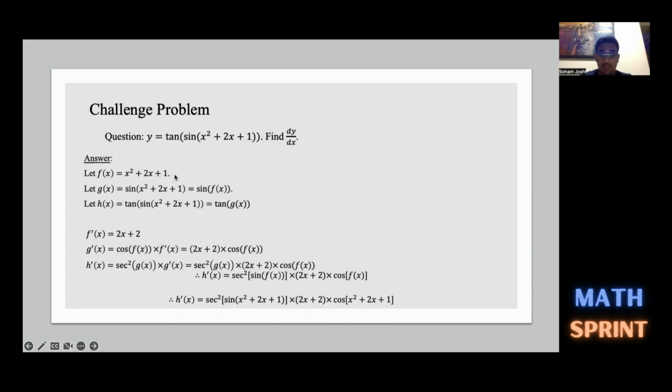I'll explain how to do this problem. Let's create 3 functions in total. Let f of x be equal to x squared plus 2x plus 1. Let g of x be equal to sine of x squared plus 2x plus 1, that is sine of f of x. And let h of x be equal to tan, essentially h of x is equal to y. After substituting g of x into this equation, you get h of x is equal to tan of g of x. Then we find the derivative functions for each of them. f dash of x is equal to 2x plus 2.